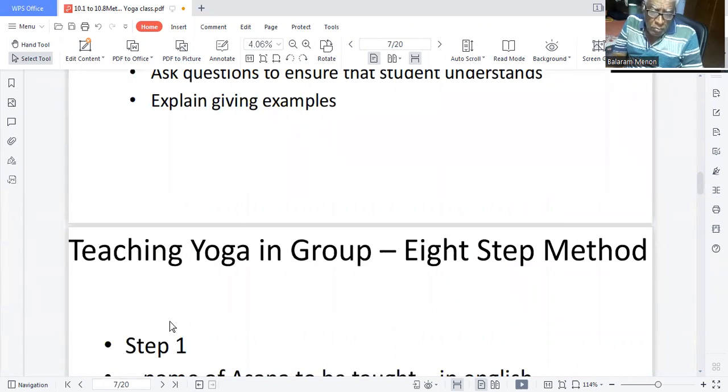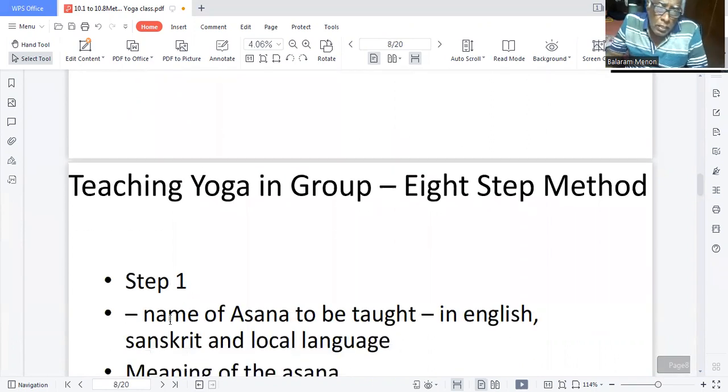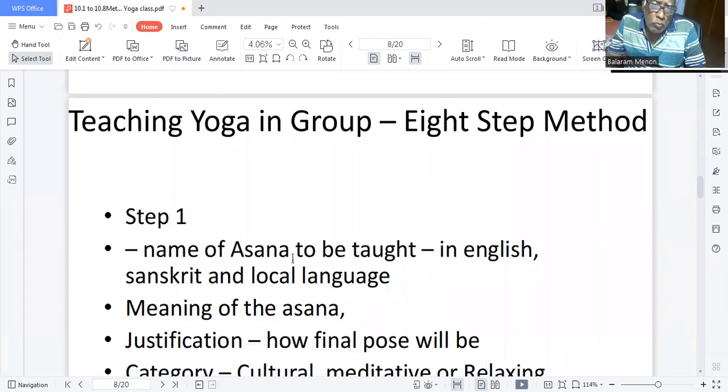Teaching, the 8-step method. 10.3 Teaching practices: yoga in the 8-step method. Now, what are the 8-step methods in teaching? One, name of the asanas to be taught in English, Sanskrit or the local language. Preferably it is the local language only, depending upon the place.